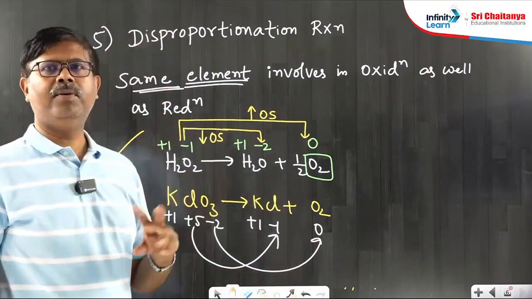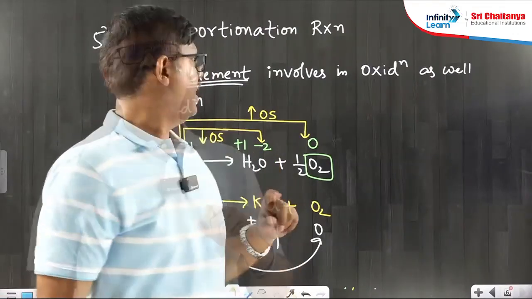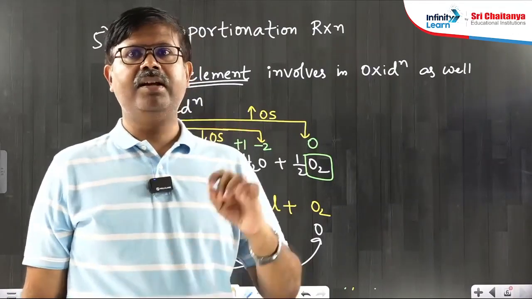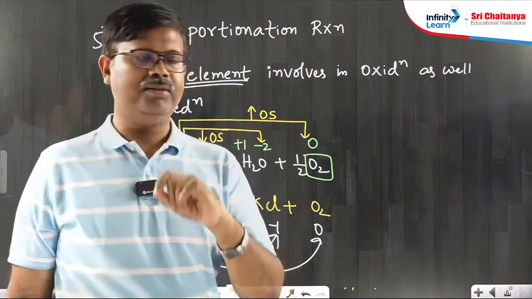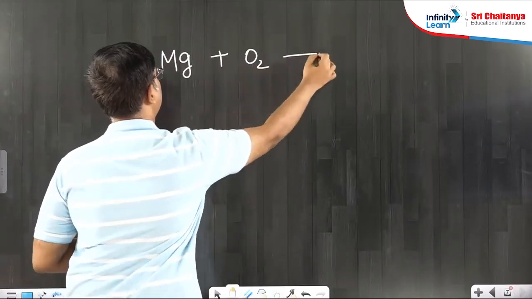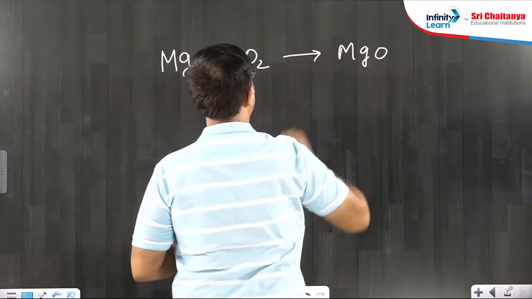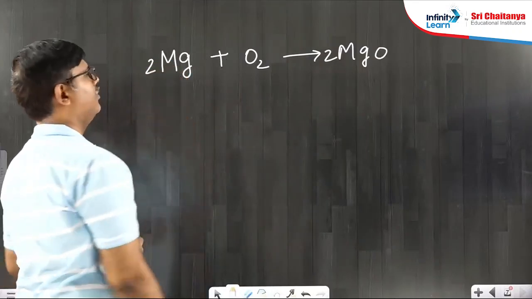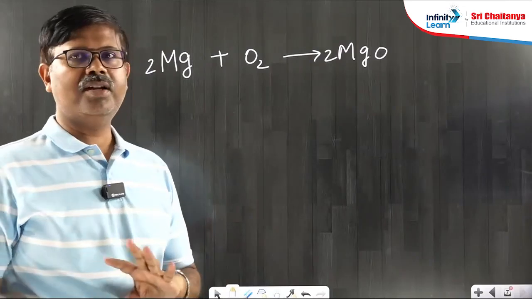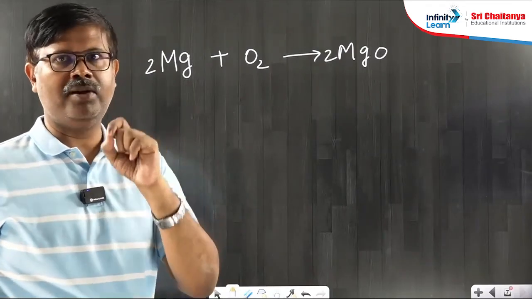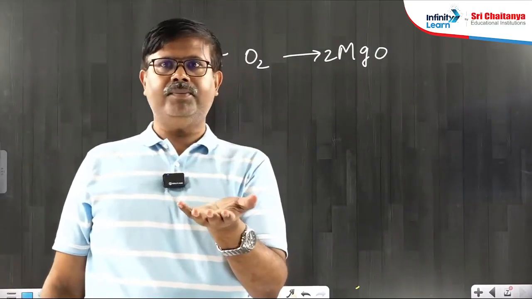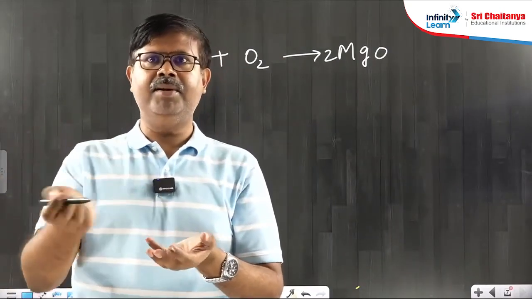Let's see a few problems on whatever we have discussed. And one more thing, before going into the problems, I will tell one more terminology, reducing agent and oxidizing agent. Suppose Mg plus O2 gives MgO. Now in this, first let's see which is undergoing reduction, which is undergoing oxidation. Then I will tell the terminologies. Magnesium, when you take only magnesium, it is the element. It is not combined with other elements.